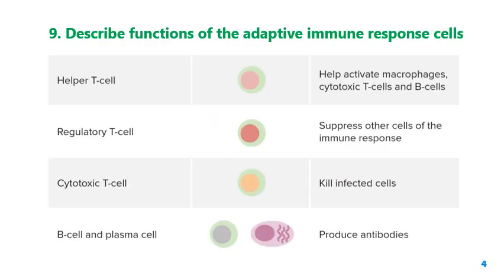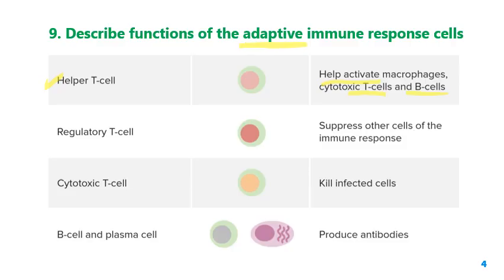So here is an overview of your adaptive cells' function. Natural killer cells are not part of this, those are innate. All right, so adaptive: remember you have your helper T cells. They help to activate other cells. They're going to activate certain innate cells, and they're also going to activate the cytotoxic T cells, and they're going to help the B cells to differentiate properly. So those are helper cells.